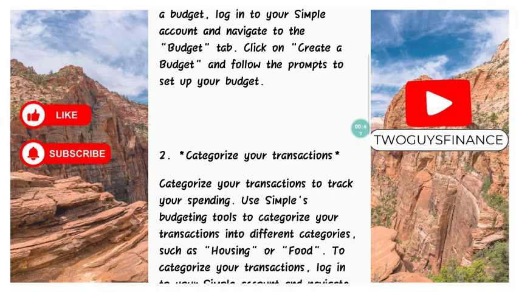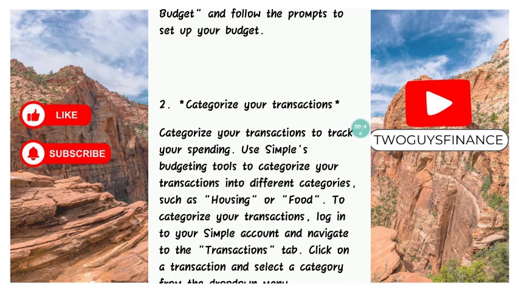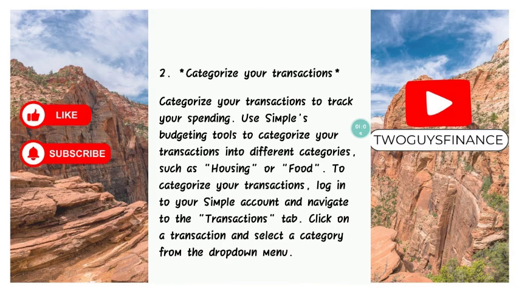You can also categorize your transactions to track your spendings easily. So use Simple's budgeting tools to categorize your transactions into different categories, such as housing, food, transportation, whatever. So once you categorize your transactions, if you want to do that, you can just log into your Simple account and navigate to the transactions tab, and then just click on a transaction and select a category from the drop down menu, and that's going to help you to categorize your transactions.